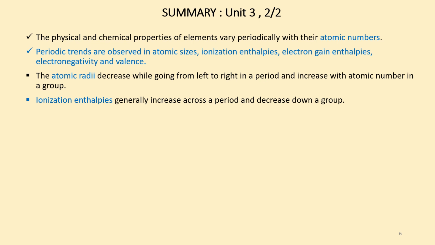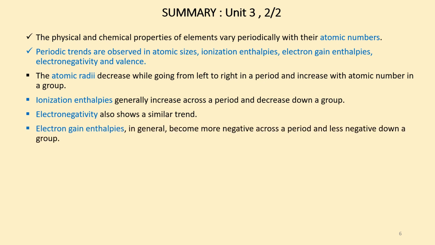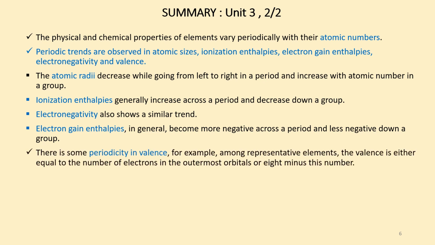Ionization enthalpies generally increase across a period and decrease down a group. Electronegativity also shows a similar trend. Electron gain enthalpies in general become more negative across a period and less negative down a group. There is some periodicity in valence. For example, among representative elements, the valence is either equal to the number of electrons in the outermost orbitals or 8 minus this number.